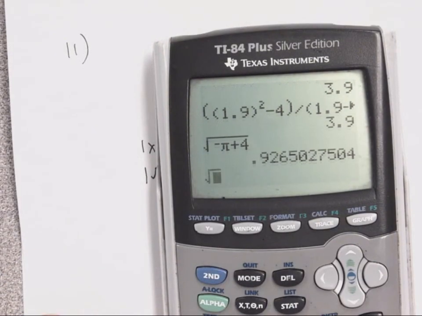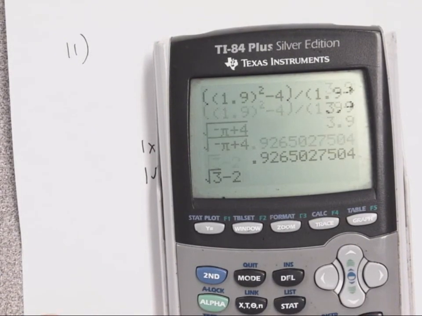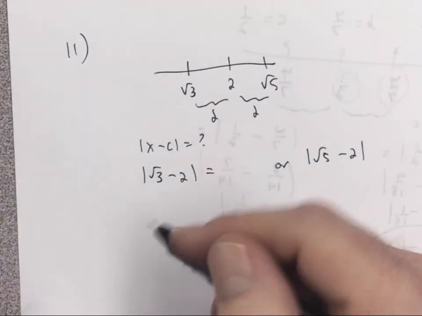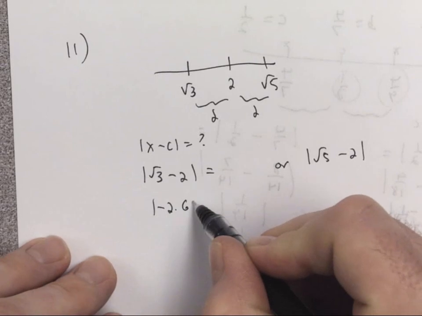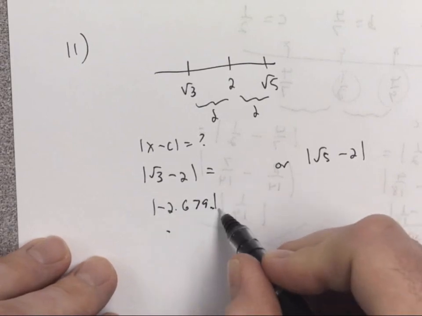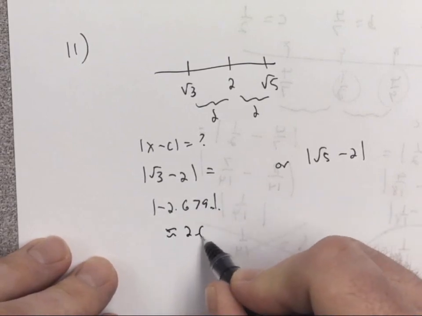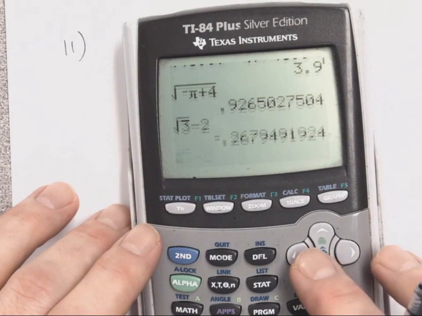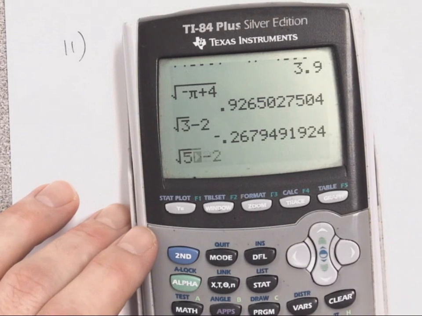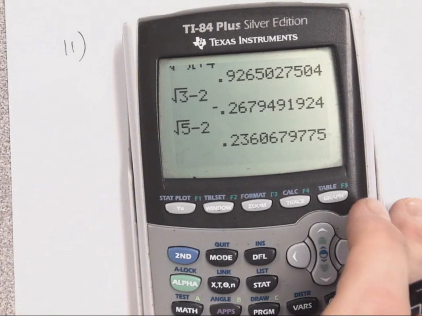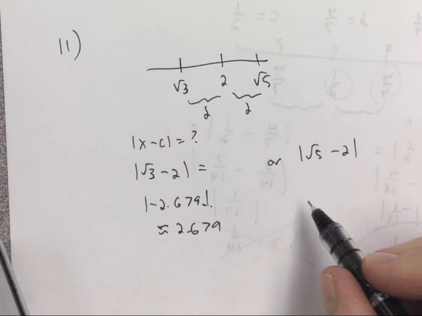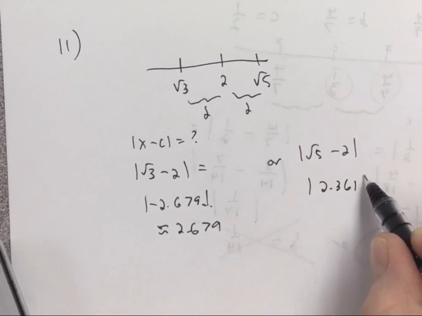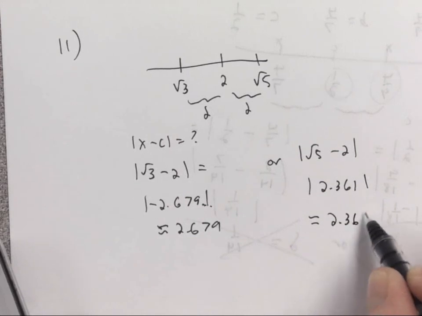So second square root of 3, pull it out, minus 2. I get negative 0.2679... So this is dot, dot, dot. So this is about 0.2679. You guys agree? I'm going to do the root 5 as well. And I get 2.36. So this is the absolute value of 2.36, 1-ish. So this is about 2.361.